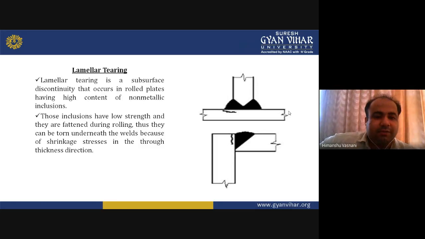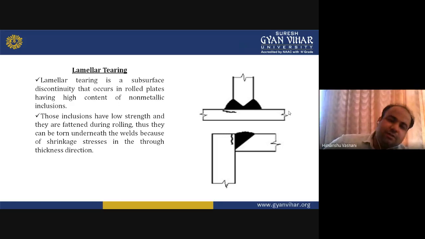Laminar tearing is the subsurface discontinuity that occurs in rolled plates having high content of metallic inclusions. Like you can see in the diagram on the right hand side. If you are working on a metal and there is some non-metallic inclusion, then you can easily see how it weakens the strength and disturbs the process.